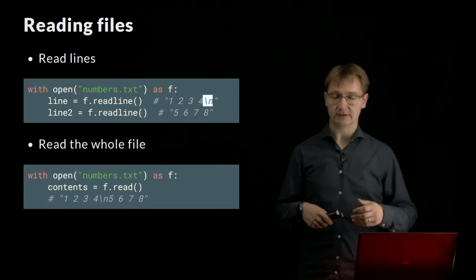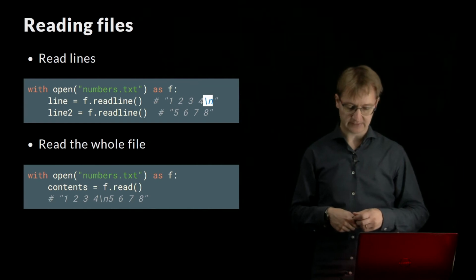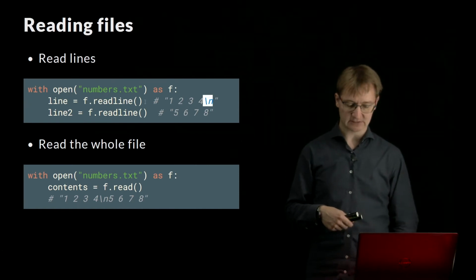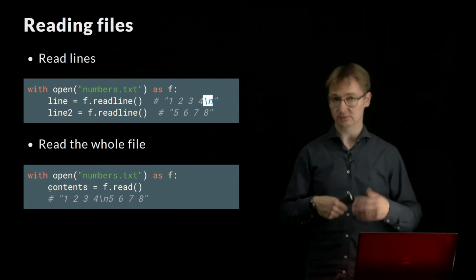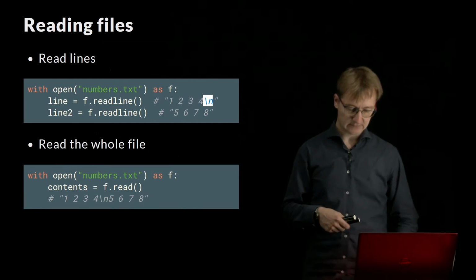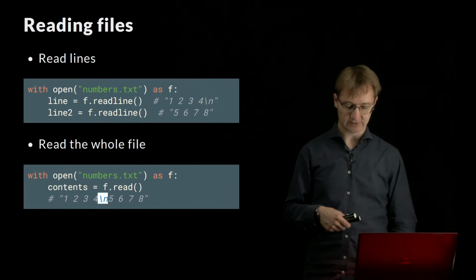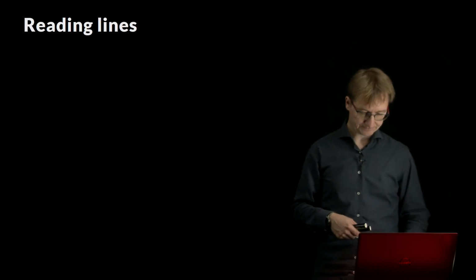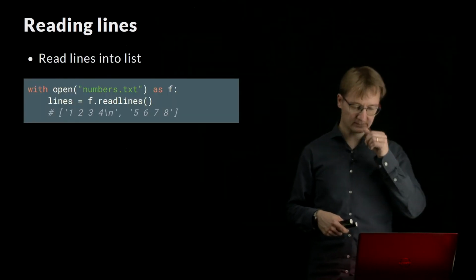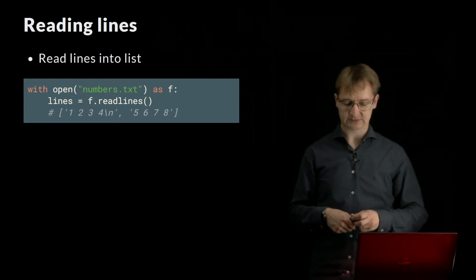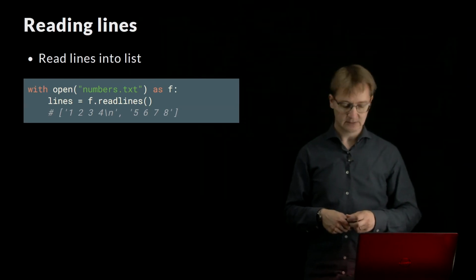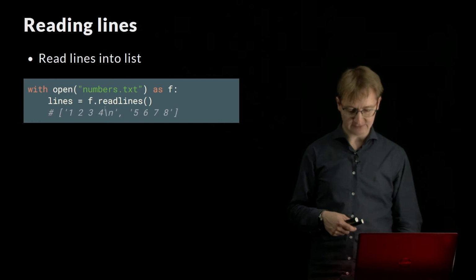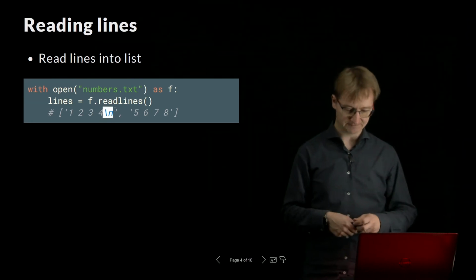We can also read the whole file in one command, and here we just use the read method. As you can see, the whole file contents are stored into this contents variable, and the line break is also shown here. This is basically one symbol which indicates the line break. We also have different ways to read lines. For example, there's a readlines method, which gives us a list of lines. But again, we have this line break after the first line.